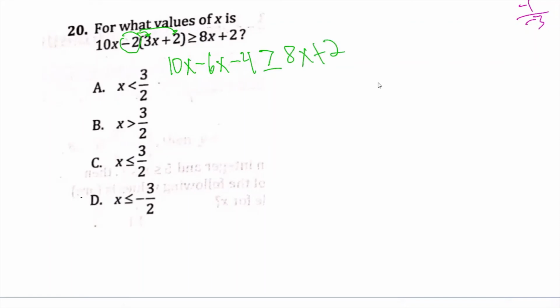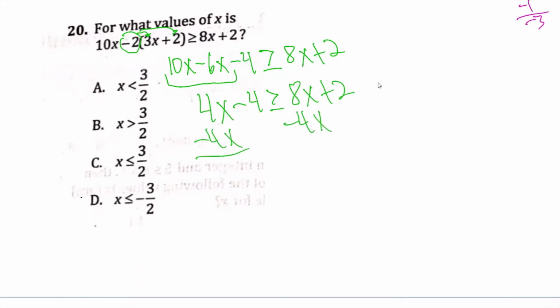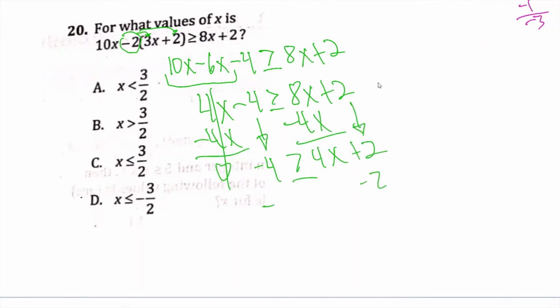So now we're going to simplify or combine like terms. We have 10x minus 6x, which is just 4x minus 4 greater than or equal to 8x plus 2. Subtract the smallest x. 4 minus 4 is 0. 8 minus 4 is 4. So we drop down our remaining terms. Then we subtract 2 from both sides. We have negative 6 greater than or equal to 4x.